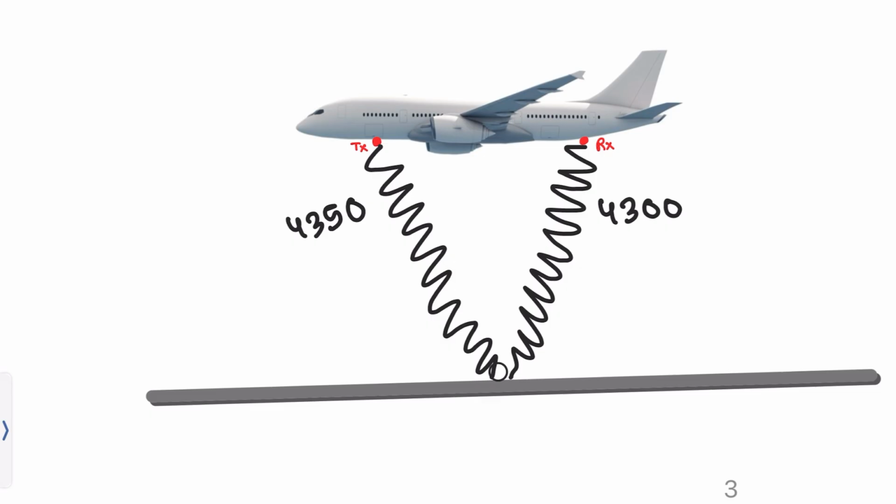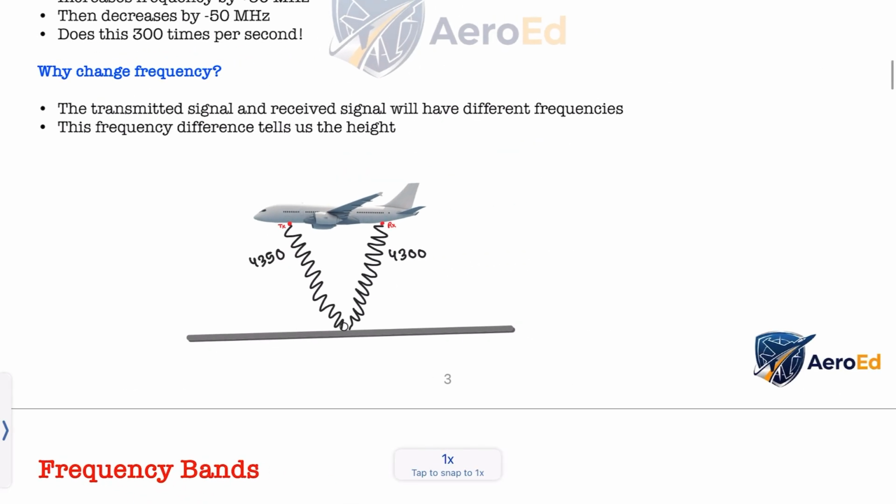But what is the reason for continuously changing the frequency? The reason is that the transmitted signal and the received signal will have different frequencies. As you can see, this has a different frequency and this has a different frequency, right? And thus the transmitted signal and the received signal will not interfere with each other. And the main reason behind changing the frequency every time is that this frequency difference tells us the height.